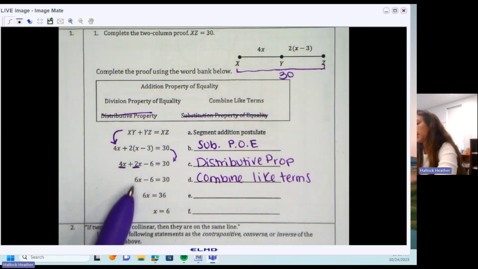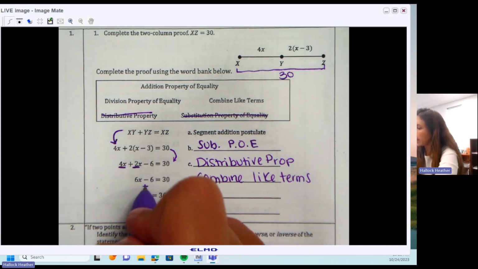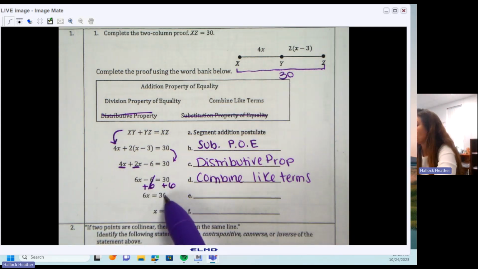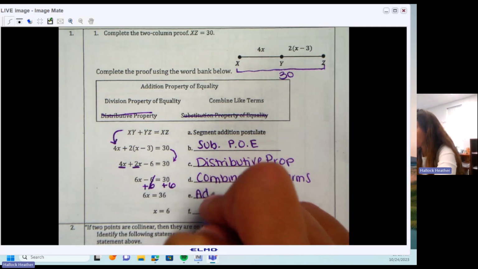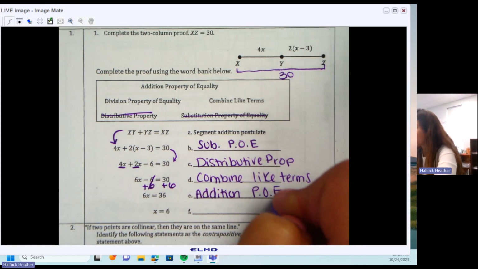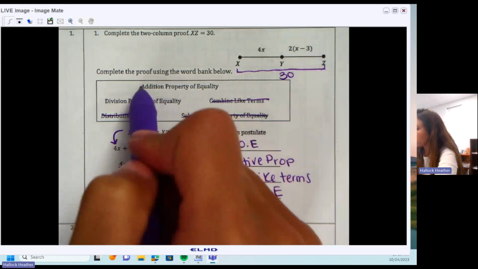From this step to this step, if you notice my 30 now changed to 36, my minus 6 is gone because what they really did is add 6 to both sides. 30 plus 6 is 36. So this is technically addition property of equality. And I'm going to shorthand this. So combine like terms, addition property of equality.